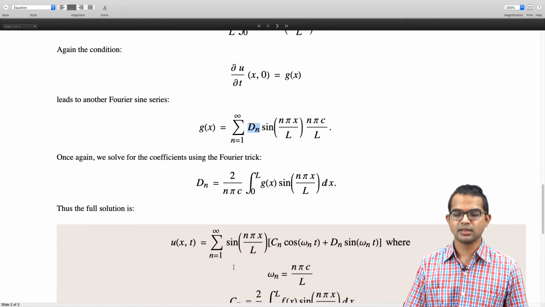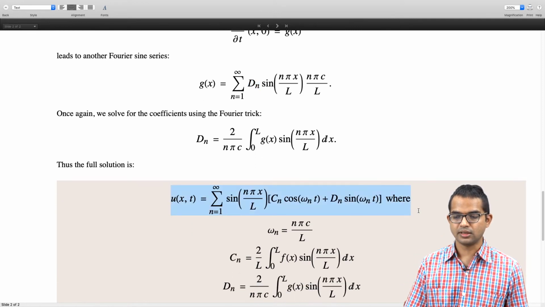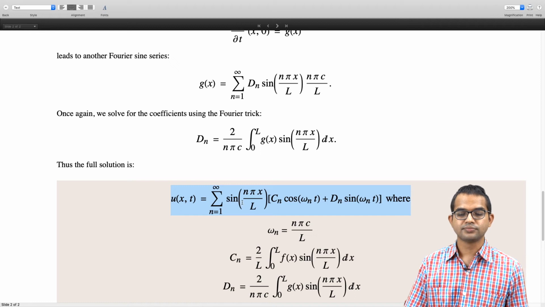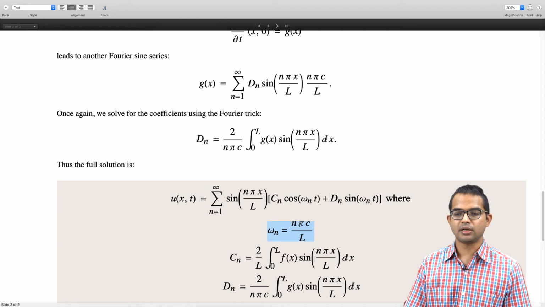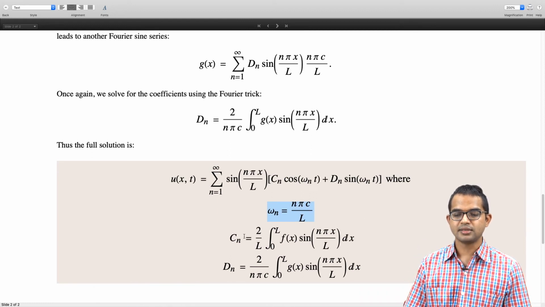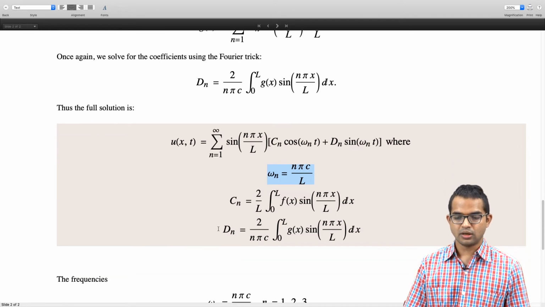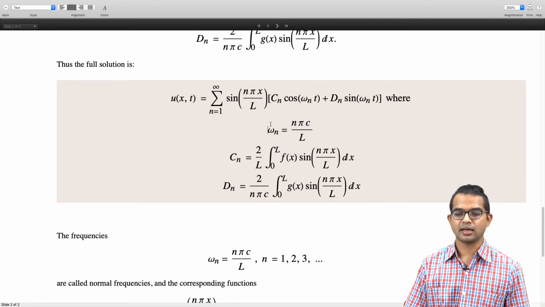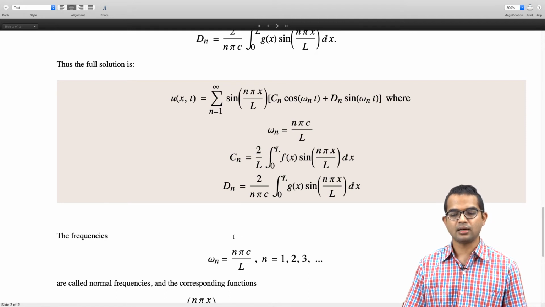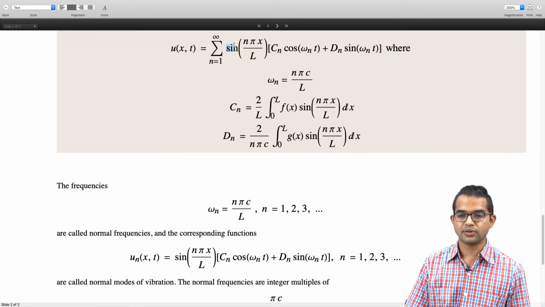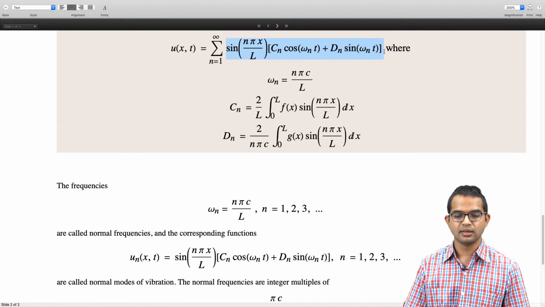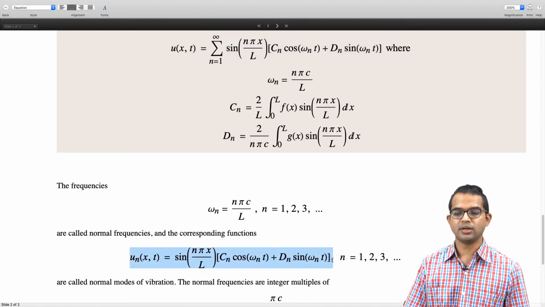So the full solution we can write as this summation over n sine of n pi x by L, then Cn cosine of omega n t plus dn sine of omega n t, where omega n is an integral multiple of pi c by L, and Cn and dn we just worked out. Now these frequencies omega n equal to n pi c by L are called normal frequencies, and the corresponding functions, this entire function corresponding to an integer n, are called the normal modes of vibration of your stretched string.